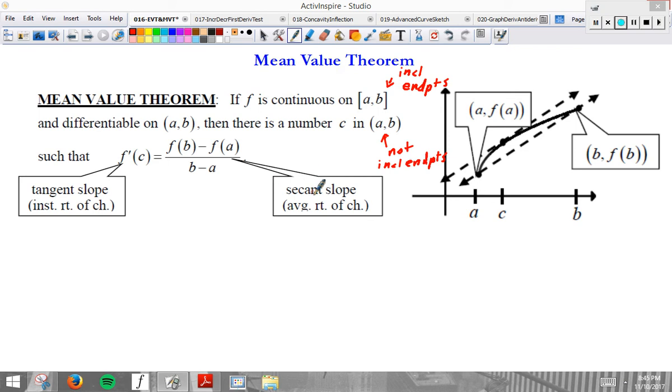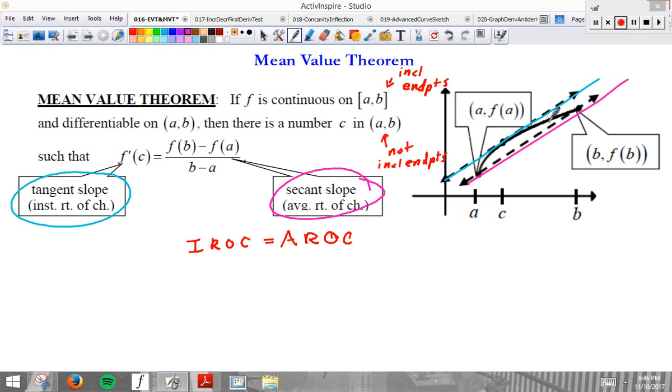So this is a secant slope, an average rate of change. This is a tangent slope, an instantaneous rate of change. I_roc equals A_roc. That's the big idea of the mean value theorem. There'll be a place where the average rate of change, this secant slope, will match the instantaneous rate of change, this tangent slope. So if the tangent slope's in blue, we're talking about that line. If the secant slope's in pink, we're talking about this line. Or at least thereabouts.